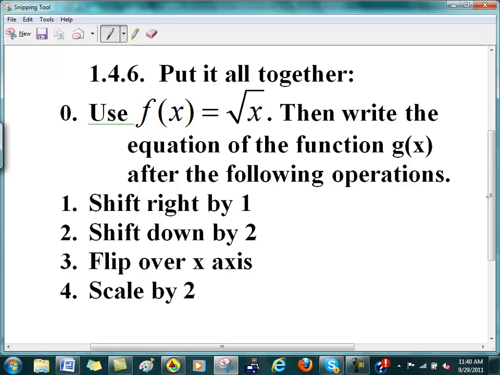Actually, let's do it in 2 different ways here, okay? Let's first of all do it by graphing. So on a separate box, on a new box, graph square root of x.